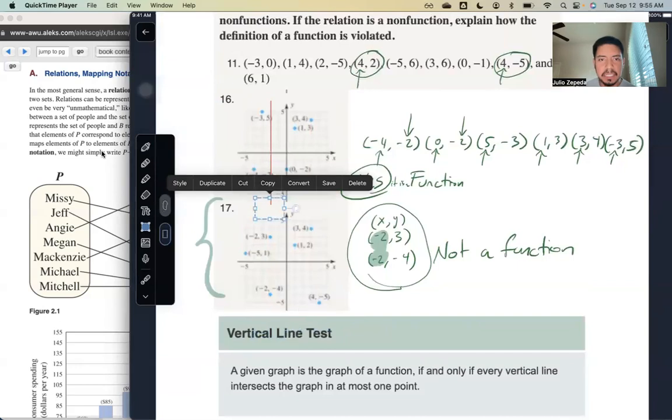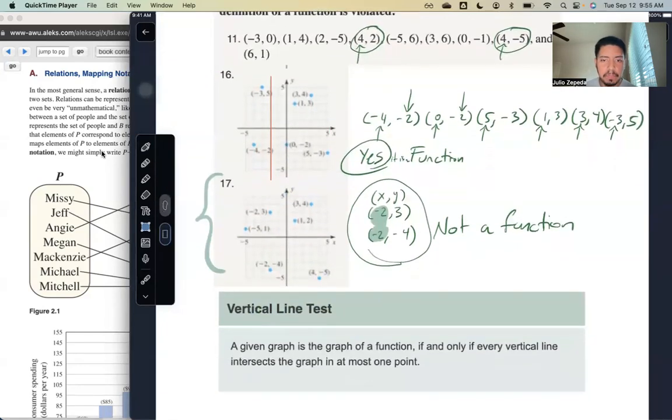Let's read what the vertical line test says. A given graph is the graph of a function if and only if every vertical line intersects the graph in at most 1 point. Okay, so the wording is always a little bit funny for students. But if every vertical line touches at most once, then it is a function. Here, that is the case, so this is a function. And then here, not every vertical line intersects at most once. Here, a vertical line intersects more than once. So this is not a function.